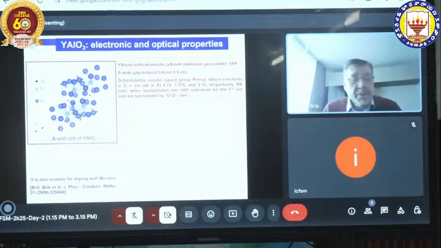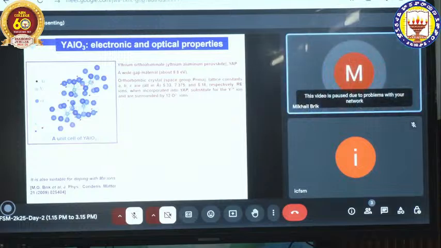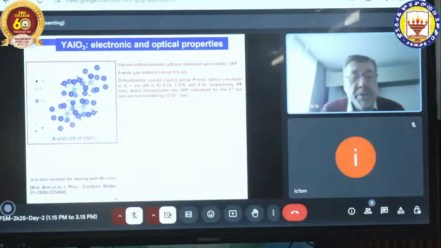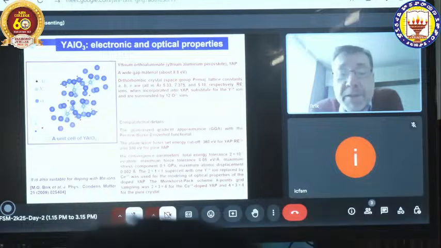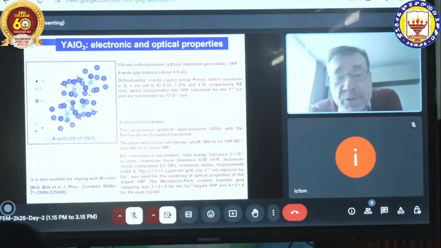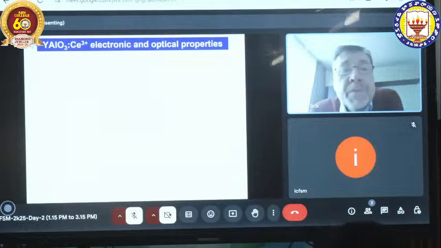If it is doped with rare earth ions, then they occupy the yttrium site, which is 12-fold coordinated. If this material is doped with manganese ions, for example, then the aluminum ions, these black small spheres, will be occupied by ions of manganese. So these are details of calculations which I will not go into.